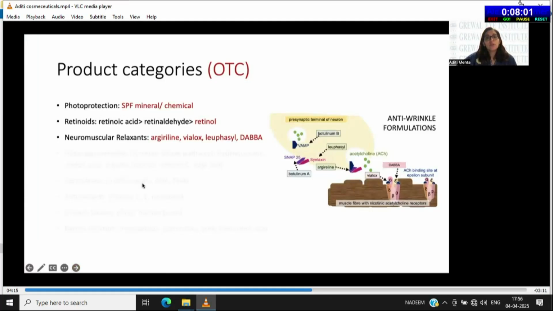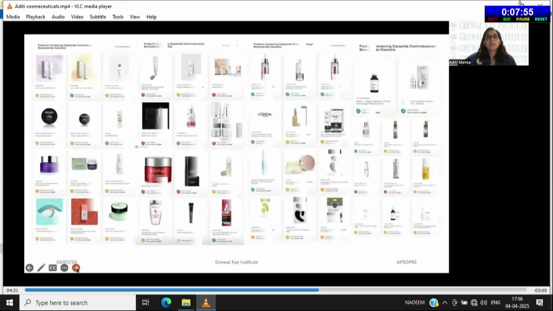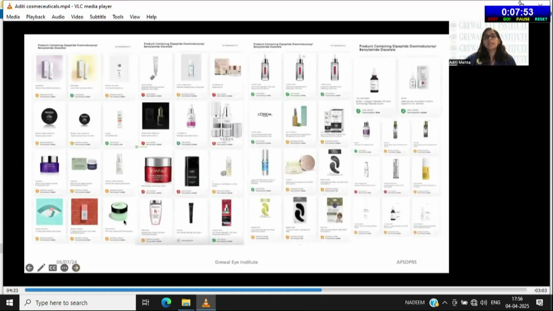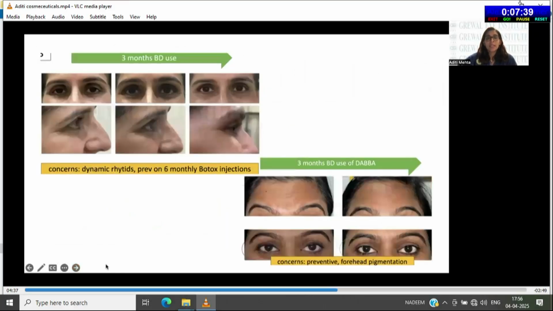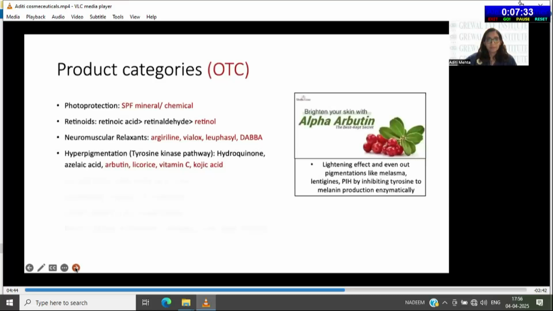Then you have the neuromuscular relaxants and peptides, which include your arginine, Vialox, Leuphasyl, DABA molecules. If you look at the shelf or on Google, almost all anti-wrinkle creams contain one of these compounds designed to act like Botox and reduce the neuromuscular contraction and reduce the fine lines and wrinkles non-invasively by applying them topically. Some results are noted with these products as long as the patient continues to use them regularly.